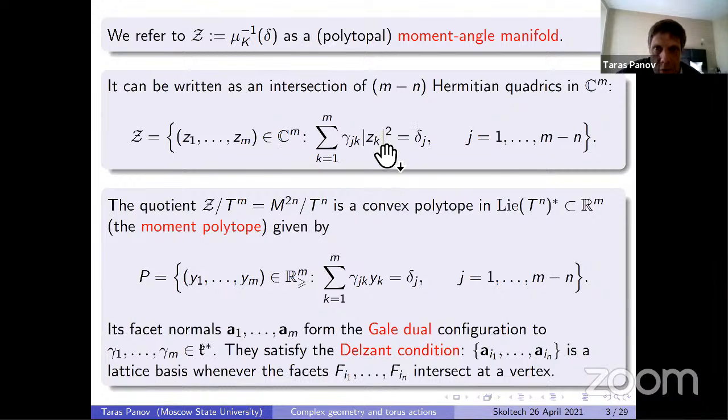So instead of squares of moduli of complex coordinates, you just get real coordinates, and you get a polytope as a set of non-negative solutions of this system of linear equations. So if you start with a symplectic construction, this is a moment polytope for the Hamiltonian torus action.